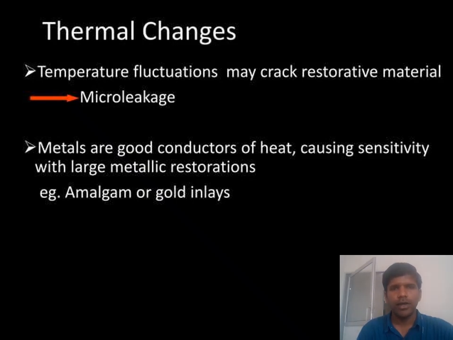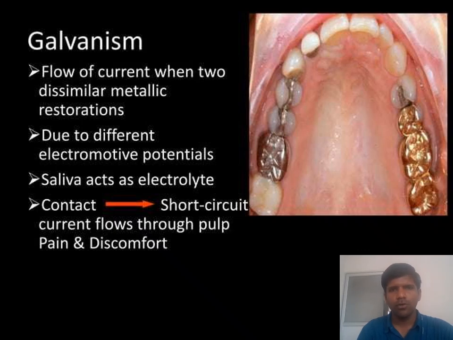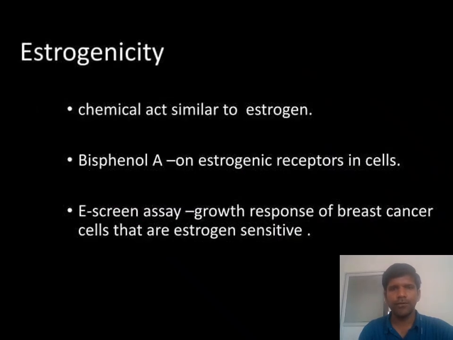So metals are good conductors of heat, causing sensitivity with large metallic restorations, for example in the case of amalgam and gold inlays. Coming to galvanism, it is the flow of current when two dissimilar metallic restorations come into contact, due to different electromotive potentials, and saliva acts as an electrolyte. When dissimilar metals contact each other, it results in a short circuit current flowing through the pulp, which causes pain and discomfort.